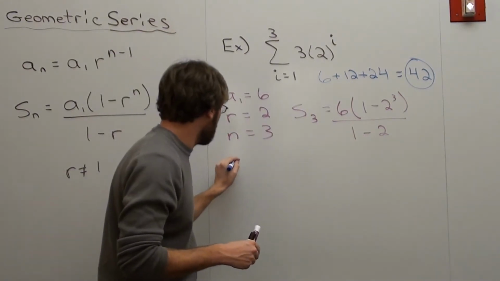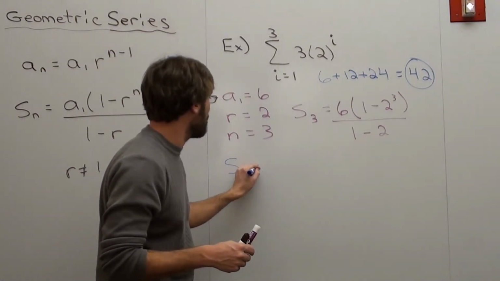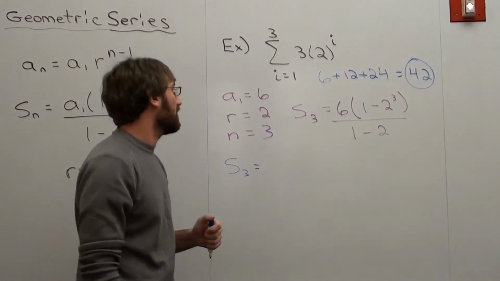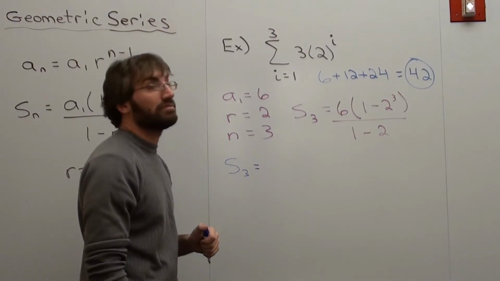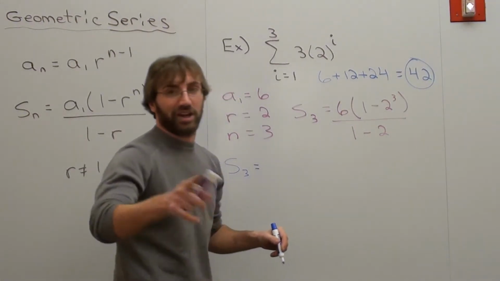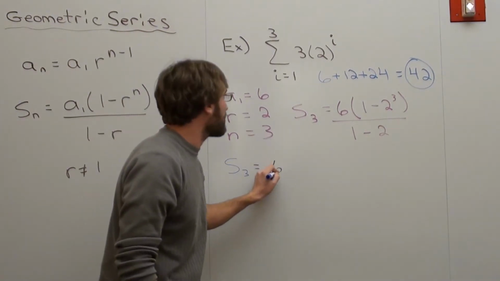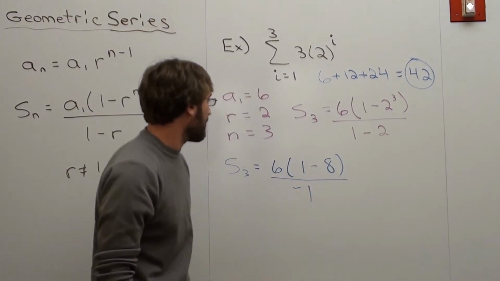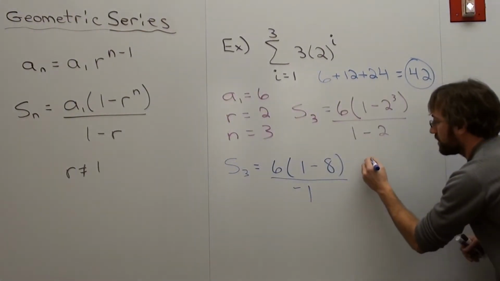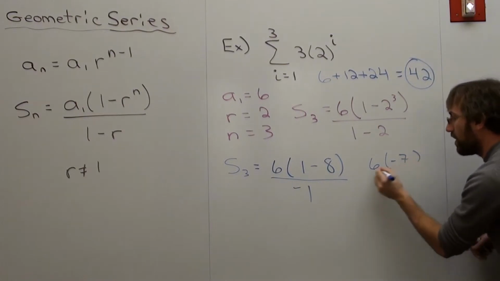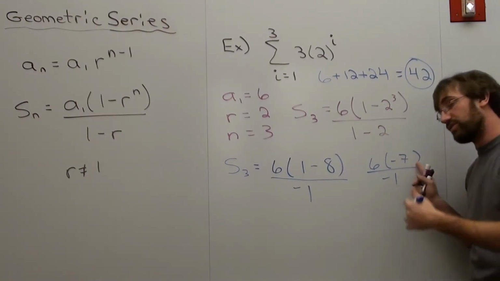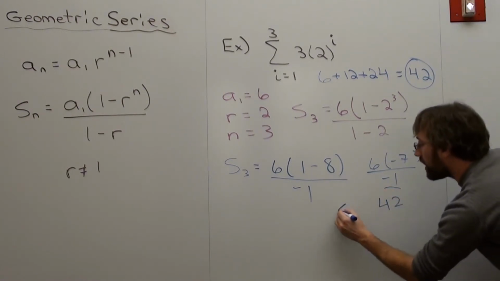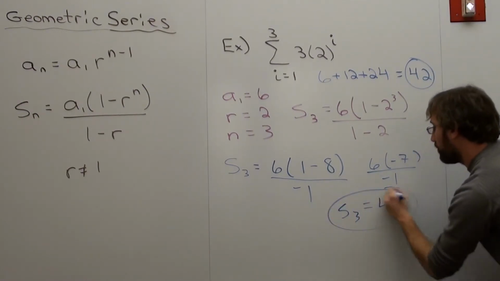If I go ahead and do that, my sum of the 3 terms, or the series of the 3 terms, 6 times 1 minus 2 to the third, which is 8, over negative 1. That comes out to 6 times negative 7 over negative 1. 6 times negative 7 is negative 42. Negative 42 divided by negative 1 is 42. So S sub 3 equals 42.